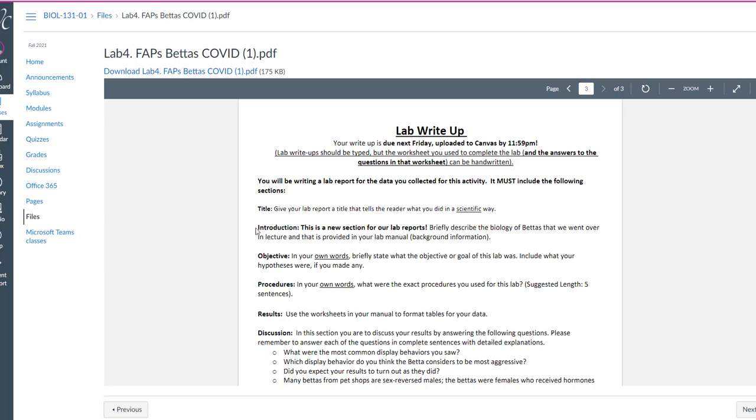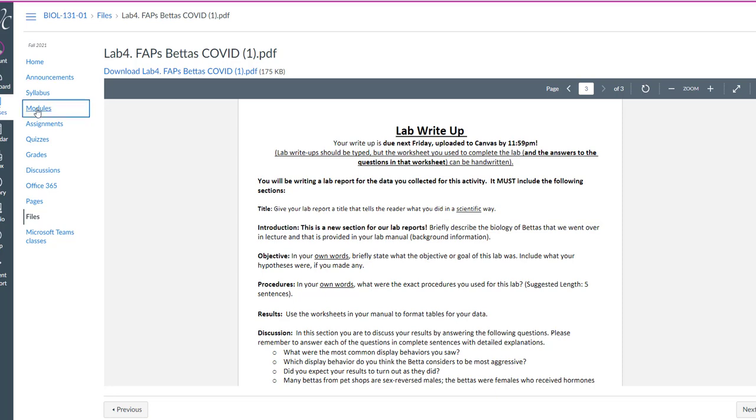Now we have a new section this week that we're going to introduce. Fittingly, it's the introduction. Okay? This is where you provide background information for your experiment and any animals that you used in your experiment. So for this experiment, you're going to be briefly describing the biology of betas that we went over in this lecture and that's in your lab manual. Okay.